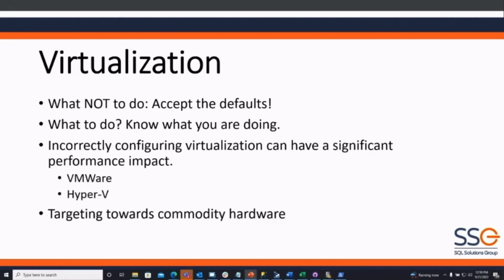primarily VMware and Hyper-V because that's what we see the most of. I already mentioned this, right? Anytime we go into there, these are targeted toward commodity hardware, right? And it's not really aimed at IO intensive apps, and that's what SQL Server is, right? It's IO intensive, right? So you have to go in there and change that information.